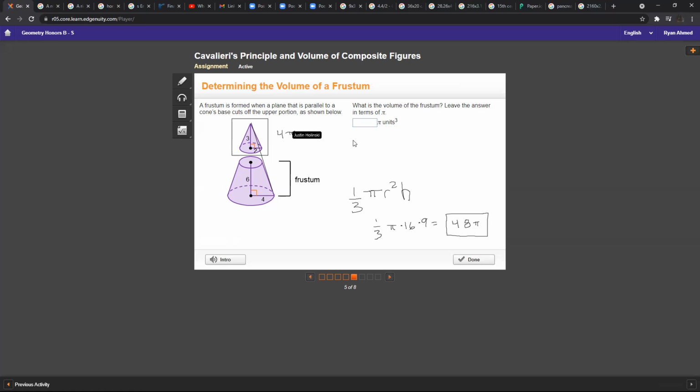So how do we use this information to find the volume of the frustum? Now that we know the entire thing is 48 pi, and only the small part is 4 pi, how do we use that to find the volume of the frustum part? We subtract it from 48, giving us 44. 44 pi, yep, fantastic. And they already put the pi there for us. So yeah, we're good to go.